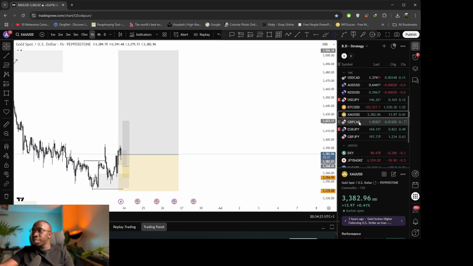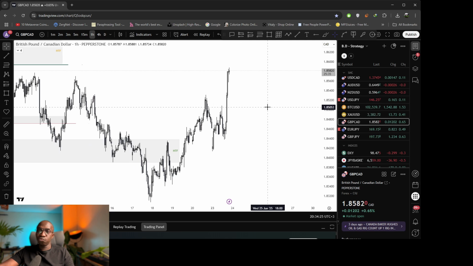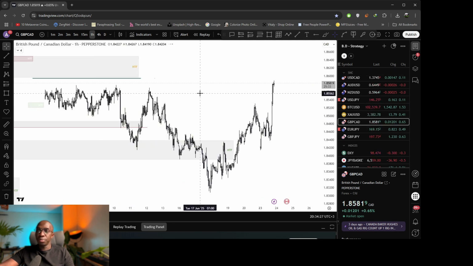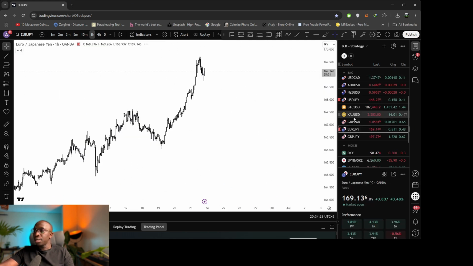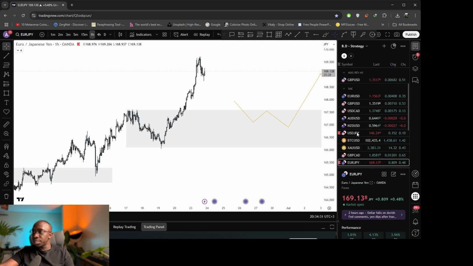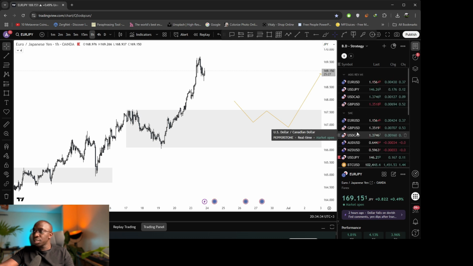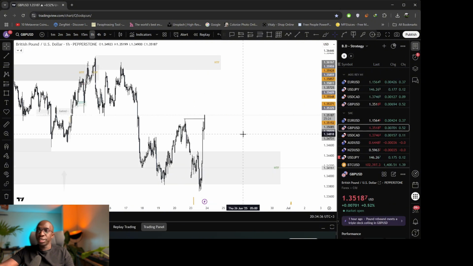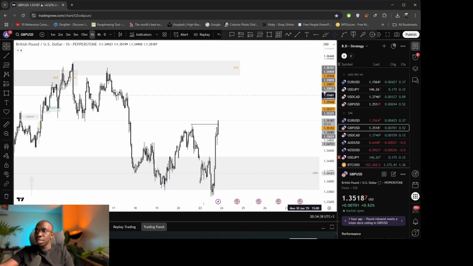Now, next one, GBP CAD. I mean, bullish pressure as well to the upside. Let's see, what else is there that is USD? I think we've touched on everything. GBP USD, we've touched on that.